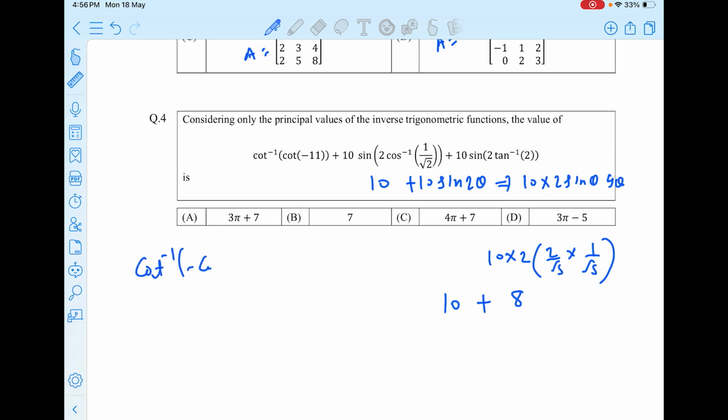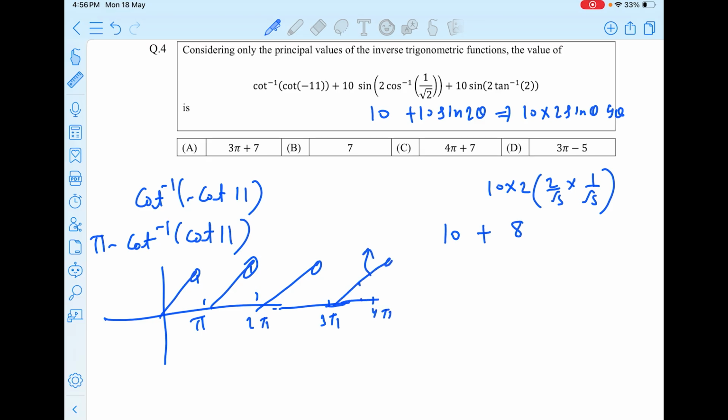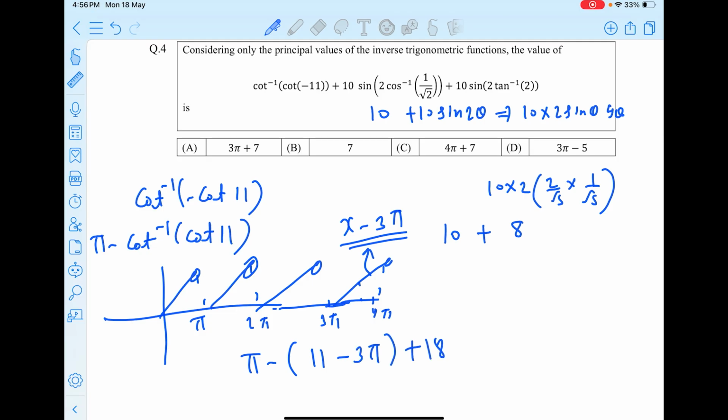So this will be cot inverse of minus cot 11, which is pi minus cot inverse of cot 11. Now, if you see the graph of cot inverse of cot x, it is like this. This is pi, then 2 pi, and so on. 11 will be somewhere between 3 pi to 4 pi. So what will be the equation of this line? x minus 3 pi. If this is x minus 3 pi, so this will become pi minus 11 minus 3 pi plus 18. So this will become 4 pi minus 11 plus 18. So what is the answer? 4 pi plus 8.